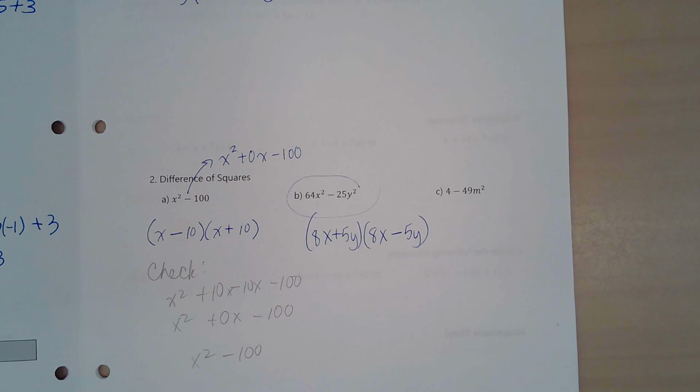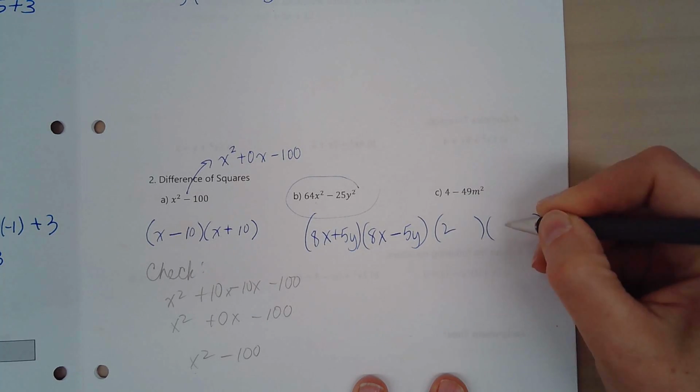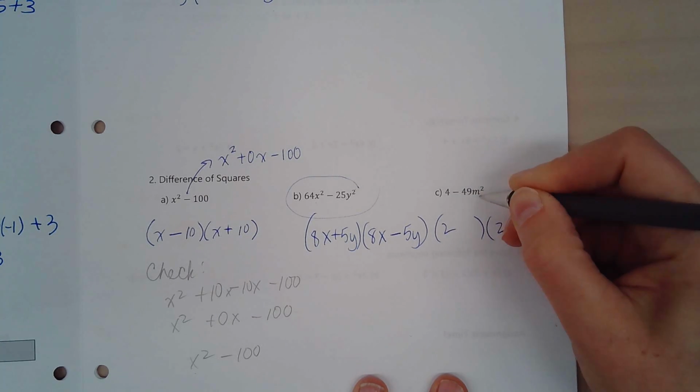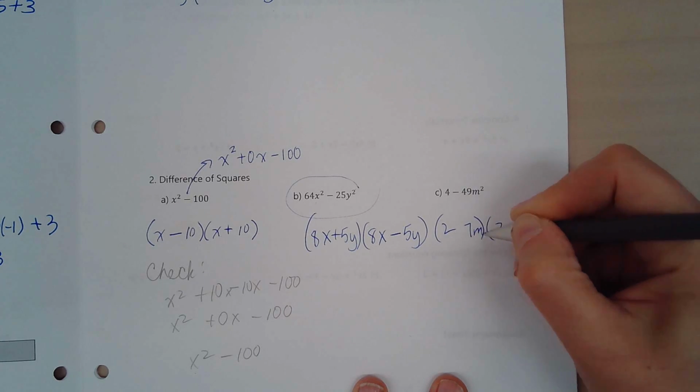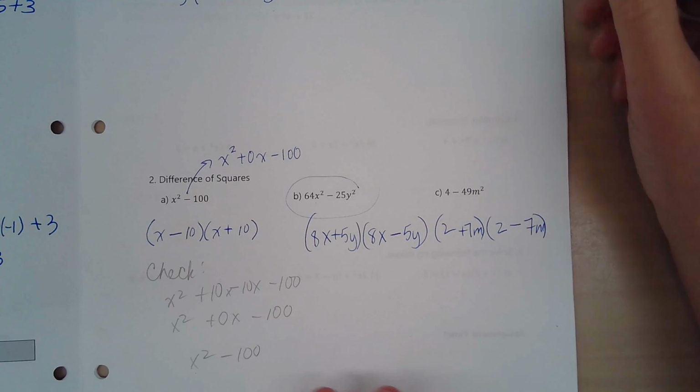4 minus 49m squared. Is that a difference of squares? Yep. Okay, set my brackets up. Square root of 4 is 2. Square root of 49m squared would be 7m. Plus minus. Right?